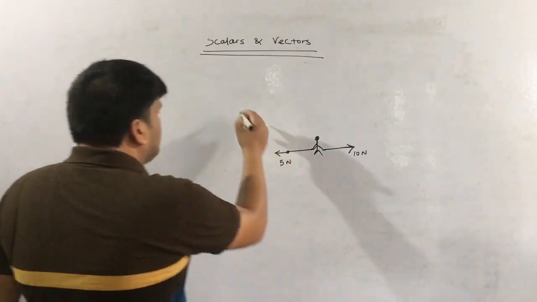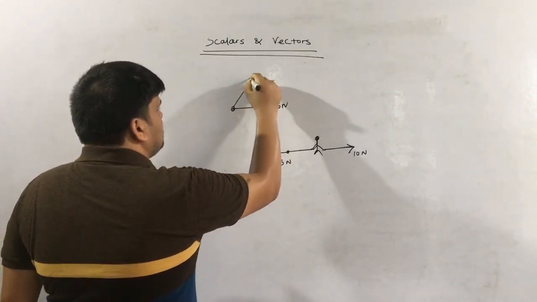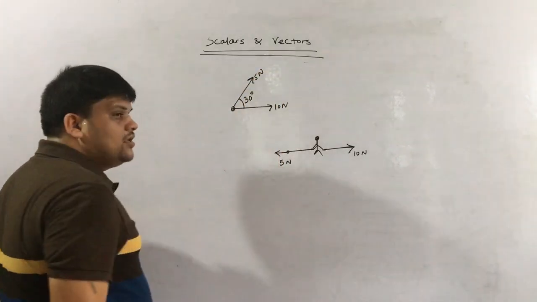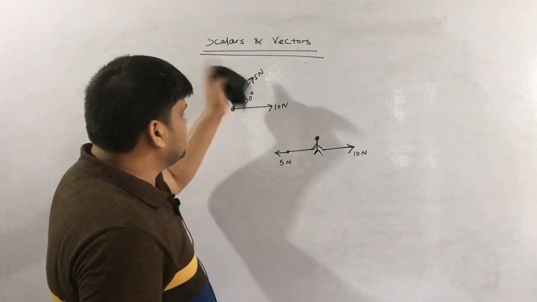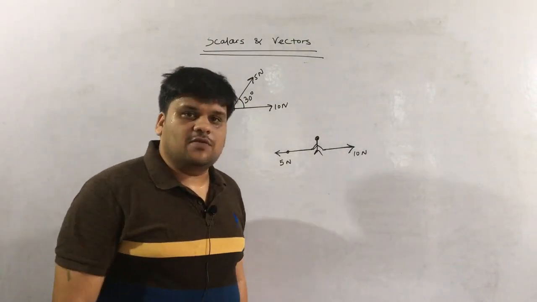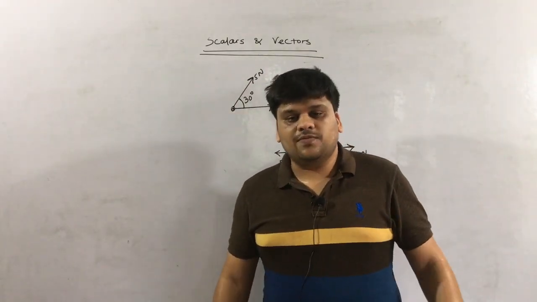Similarly, if there are two forces, like 10 Newton along this direction and 5 Newton along this direction with an angle of 30 degrees, the net force will be neither 10 plus 5 nor 10 minus 5. It will be completely different. We will learn later how to add them, but the answer will be completely different.